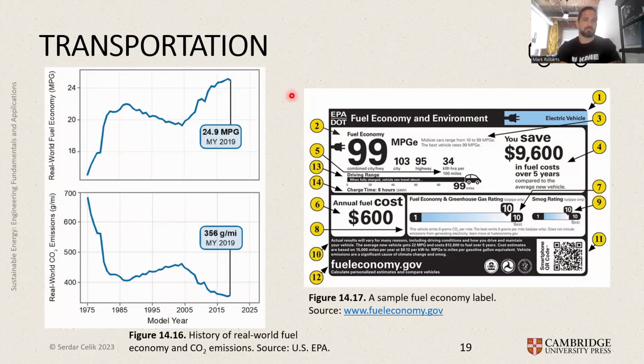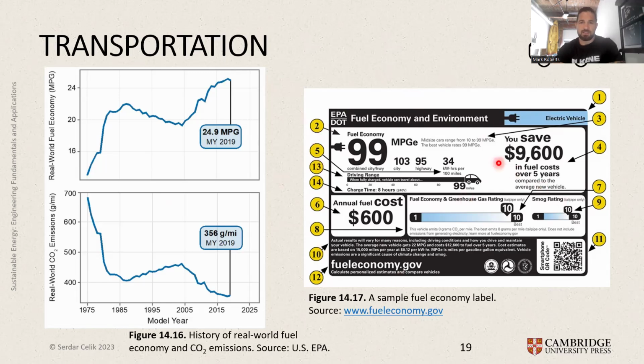Here's some information about fuel efficiency, and again, this is the history of real world fuel economy and CO2 emissions. Average fuel economy going back to 1975 has increased generally over the years, which has led to a reduction in the CO2 output, because we're actually moving more distance now than we did previously. But it doesn't require as much CO2 emissions per fuel source.